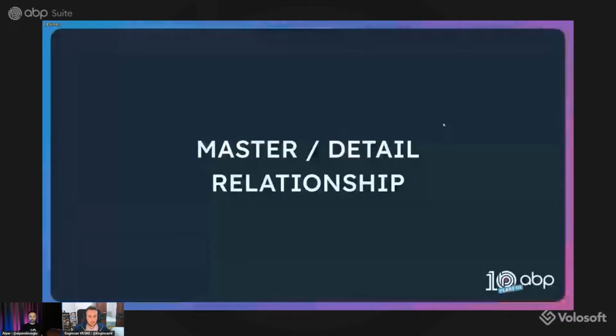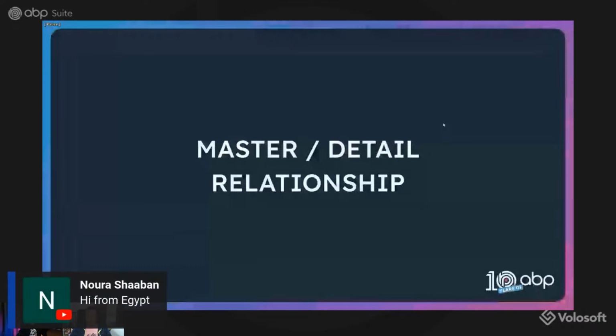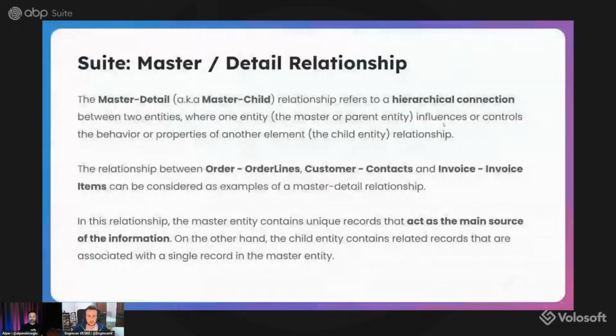And if you remember our diagram, there were two sets of entities that we will establish master-child relationships between, customer to addresses and contacts, and also order to order lines, master-detail relationships. But before that, I just want to make a quick recap about what a master-detail relationship is.